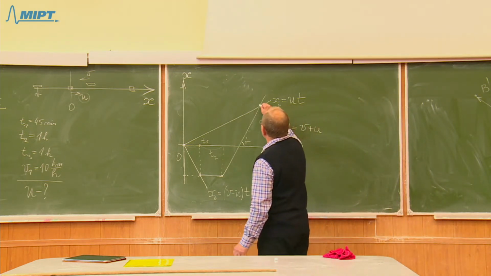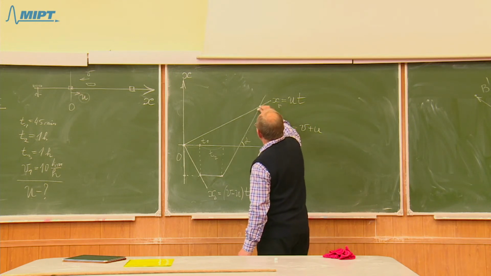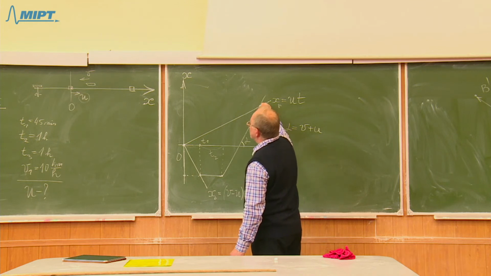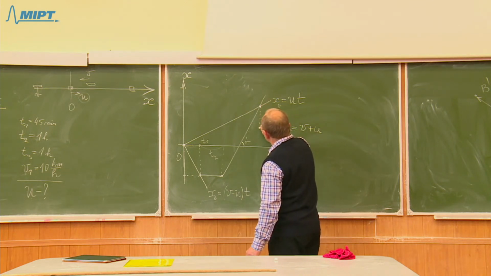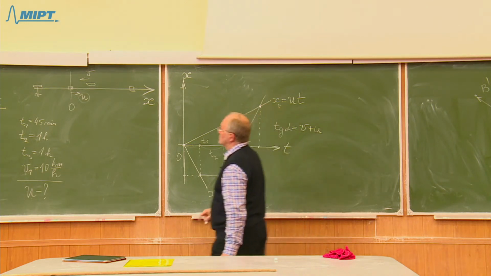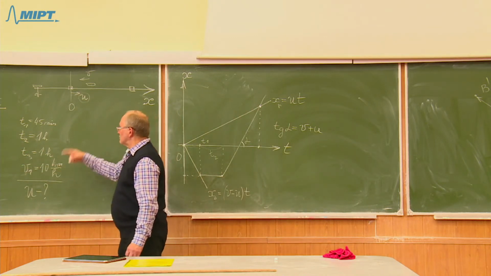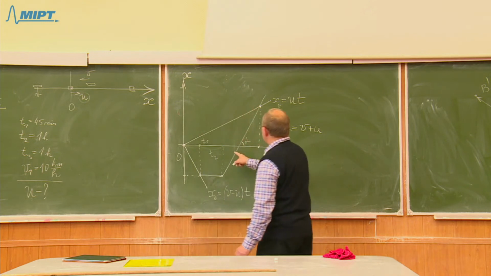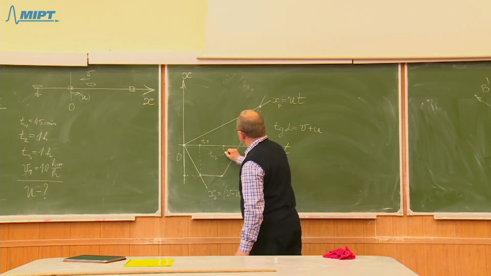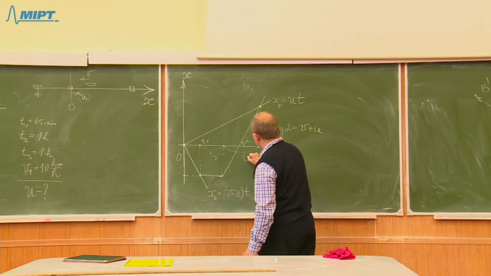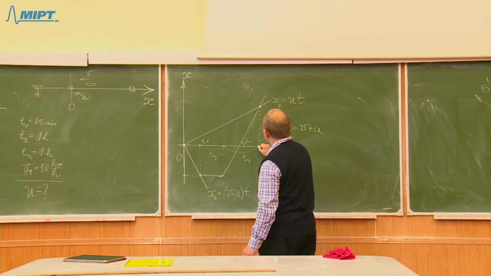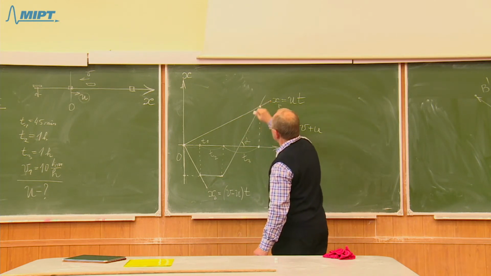So, at this point, the boat overtook the raft. They met again, and we know the time moment. We know when it happened: in time interval t3, 1 hour after the boat started its motion backward. After the boat started its motion, it took the boat time interval t3 to overtake the raft.